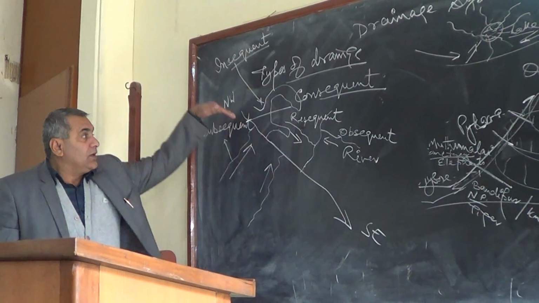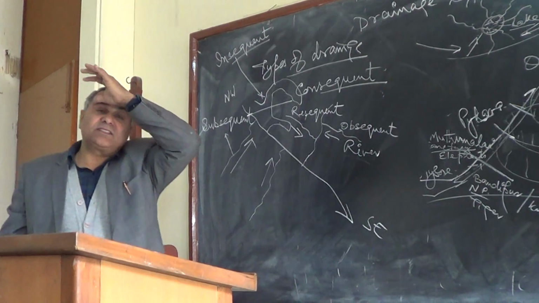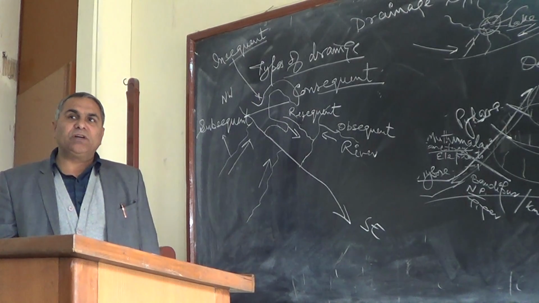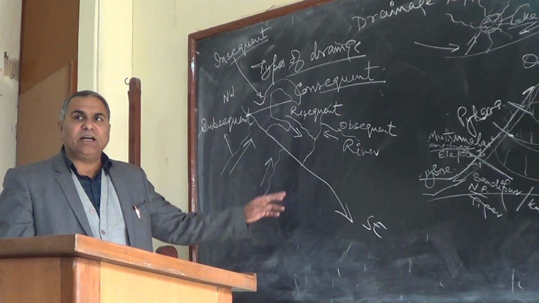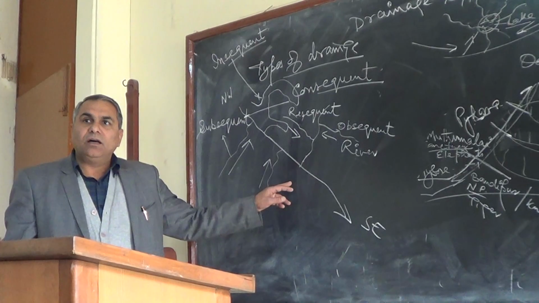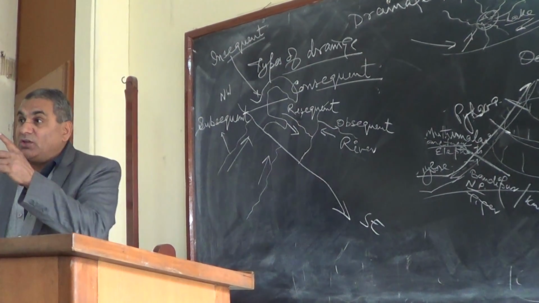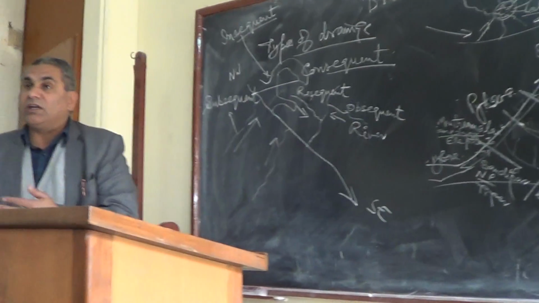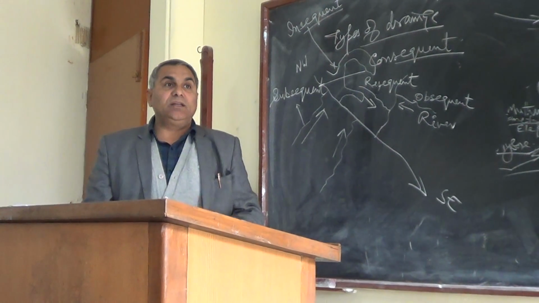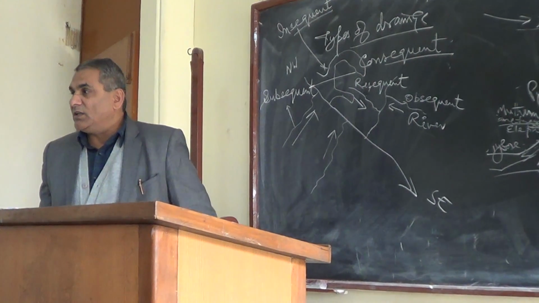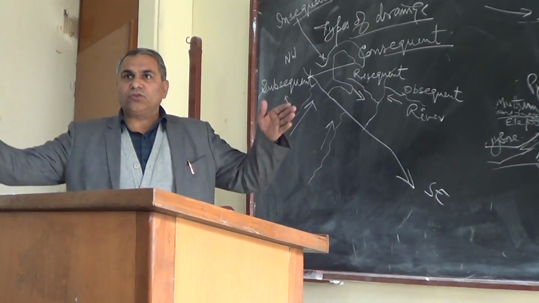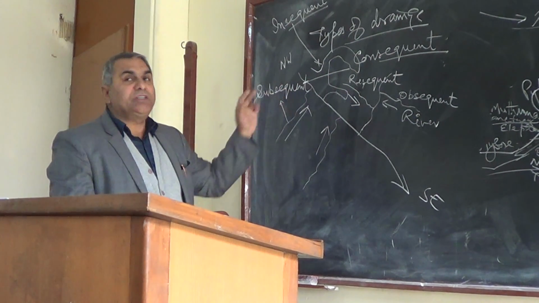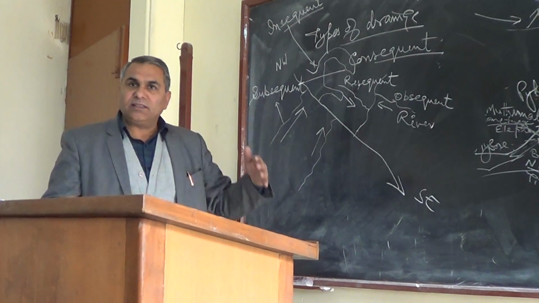So this is the main river, like in the Ganga system. Ganga is the consequent river. Can you name some river which joins in a perpendicular direction to Ganga? Chambal is the tributary of Yamuna. Which river joins Ganga near Patna? Son river joins Ganga. That is almost perpendicular. That is a subsequent river. So it is like that.